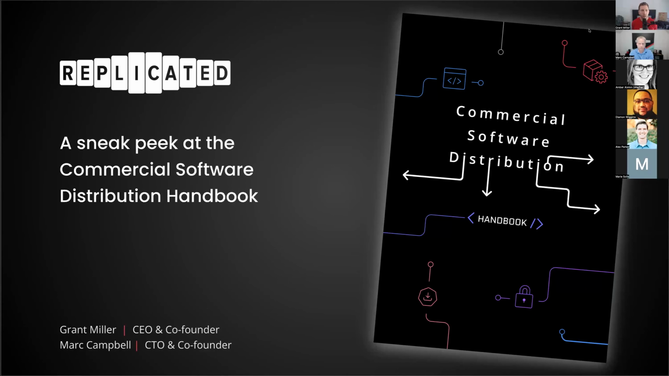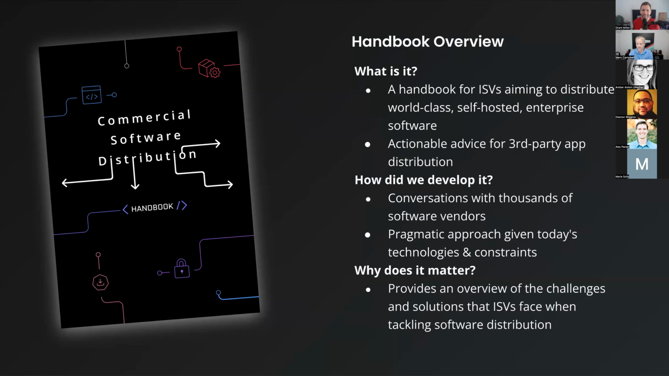Mark and I are going to be giving you a sneak peek of an upcoming handbook that we're launching. That's called the Commercial Software Distribution Handbook. So Mark is our CTO. I'm the CEO. We co-founded Replicated many years ago. So what is this handbook, right? And why do we produce it?